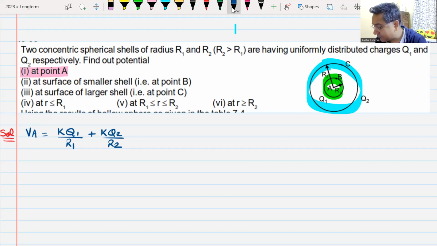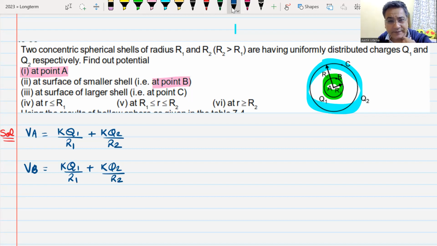Now let us move on to the second point, at the surface of the smaller shell, at the point B. The point B is on the smaller shell, which is inside the bigger shell. The potential of the point B on the surface of the smaller shell will be K Q1 by R1, and inside the bigger shell, it will be K Q2 by R2. So as you can see, potential of point A and point B are same. Let us move on to the point C.